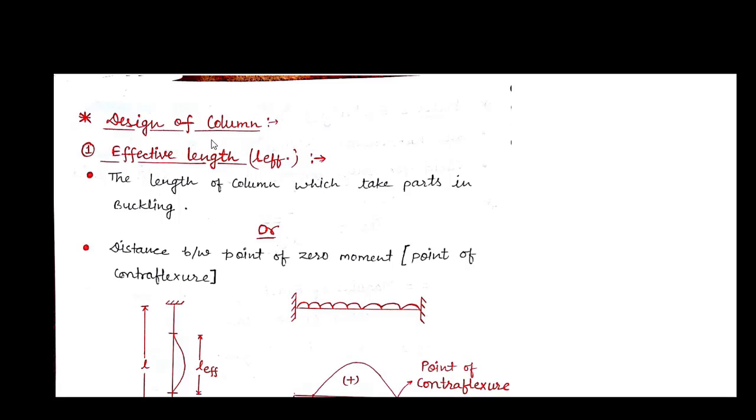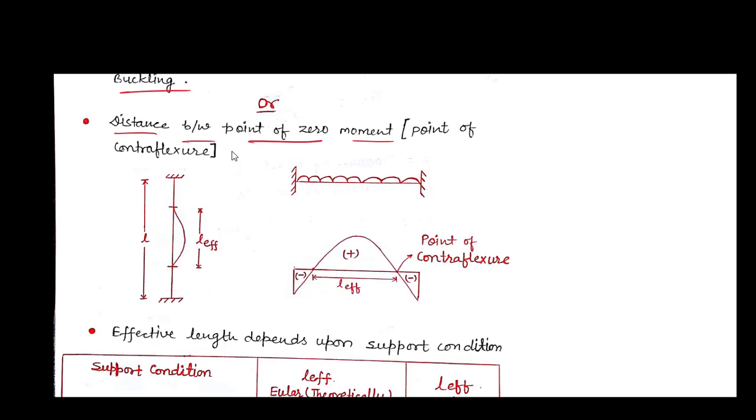Effective length is denoted by L effective. It is the length of column which takes part in buckling, meaning the length which will take part in the deformation, or it is the distance between points of zero moment, which is also known as point of contraflexure. As you can see from this figure, the overall length of this column is L, but the effective length is L effective, it is only this much. L effective is always shorter than the overall length because it is the length which will take part in buckling or in deformation.